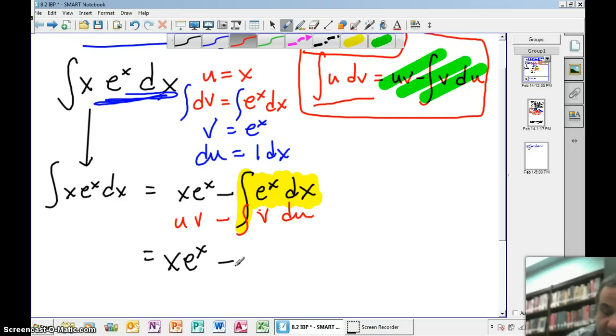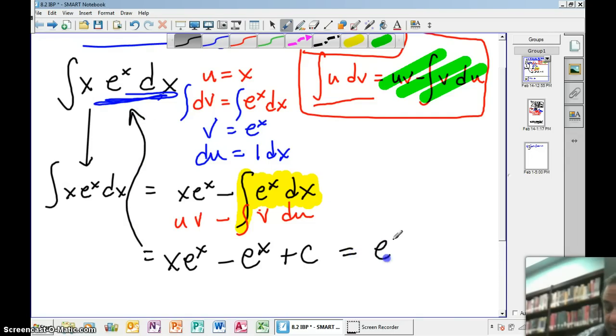And now it's just going to be this minus, well, what's the integral of e to the x dx? Just e to the x. So this is just e to the x. That's it. So I'm going to get this plus c. So that is the answer to this all the way up there. Sometimes in some books they'll factor out an e to the x, so you'll get x minus 1 plus c. Done. Okay? So we're taking u, we got u dv, and from there we got v du. Perfect. Let's do another one.